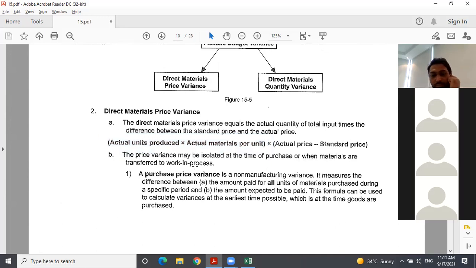Then the price variance may be isolated at the time of purchase or when materials are transferred to work in progress. A purchase price variance is a non-manufacturing variance. It measures the difference between the amount paid for all units of material purchased during a specific period and the amount expected to be paid. This formula can be used to calculate variance at the earliest time possible, which is at the time goods are purchased.